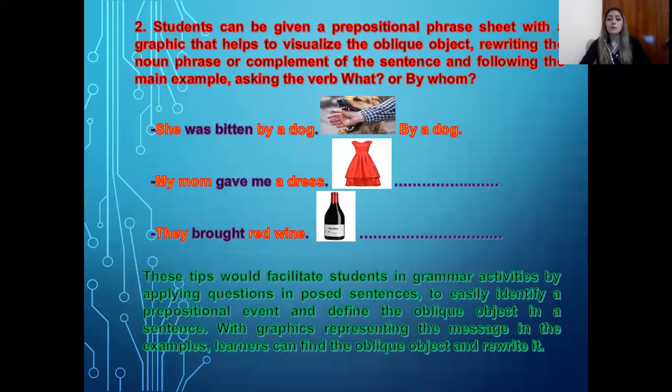These tips would help students in grammar activities by applying questions in past sentences to easily identify the prepositional phrase and define the oblique object in a sentence. With graphics representing the message in the examples, learners can find the oblique object and rewrite it.